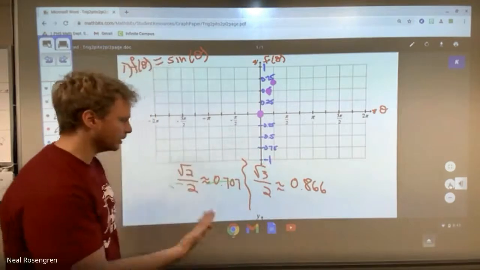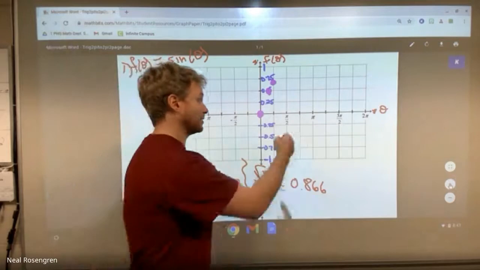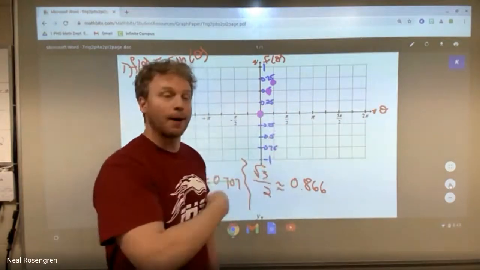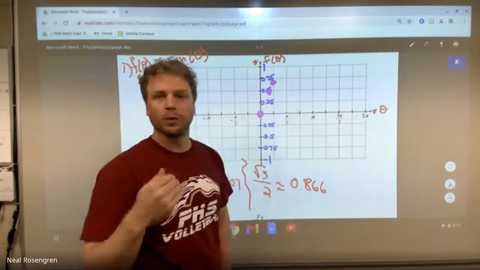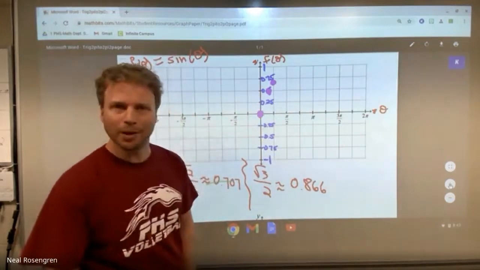0.707 is relatively close to 0.75, so something like that. Let's stop again at 60 degrees. Let's stop at pi over 6, which is going to be 1/3 of the way into that next box. So do your best to estimate that spot.